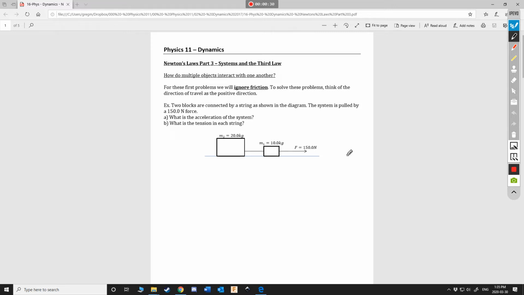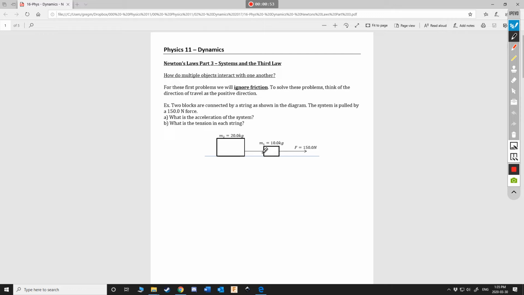So for this example, in physics 11 and 12, we look at almost 3 objects connected together. But here, we're looking at 2 objects. We have a 20 kilogram object connected to a 10 kilogram object by a rope, and we're pulling on the right side with a force of 150 newtons. So our first question is, what is the acceleration of this system?